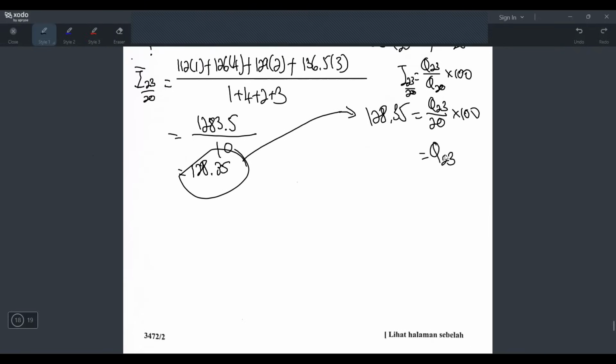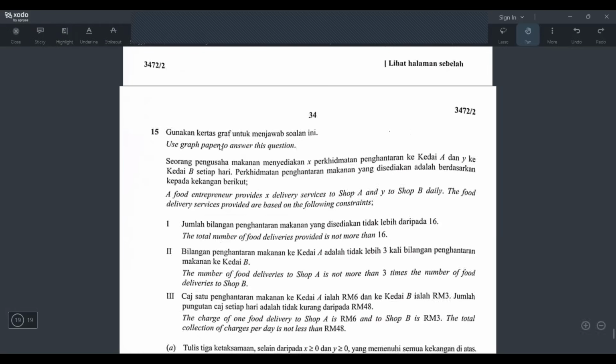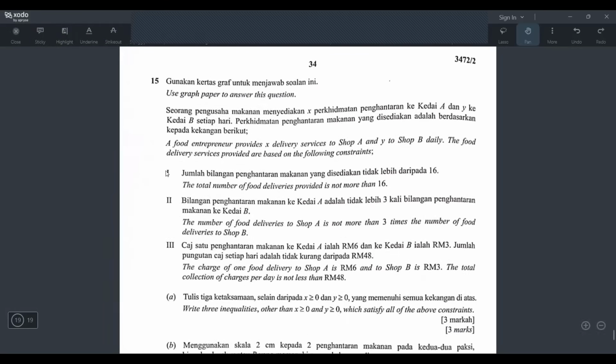Now is to find the Q23. If you want to find Q23, very easy. 128.35 divide 100 times 20. You just take this value, divide 100 and then times 20. My calculator gives me 25.67, and just write RM there because it's cost. So 25.67, that is your final answer. Okay, sudah siap.